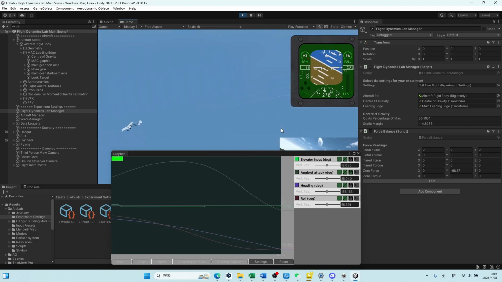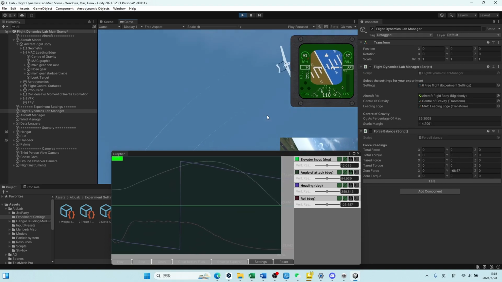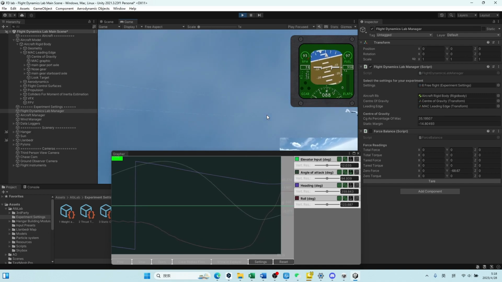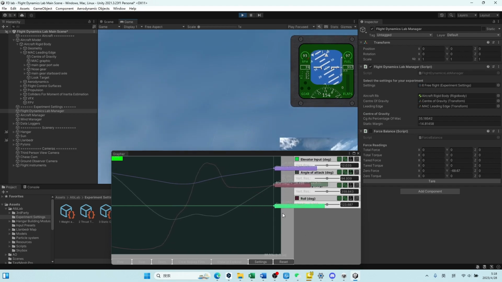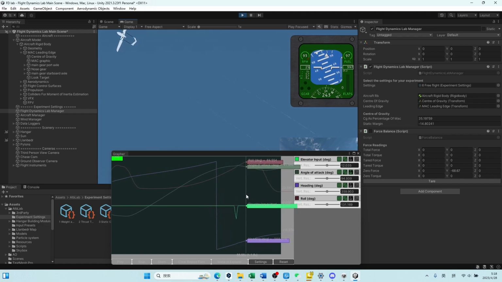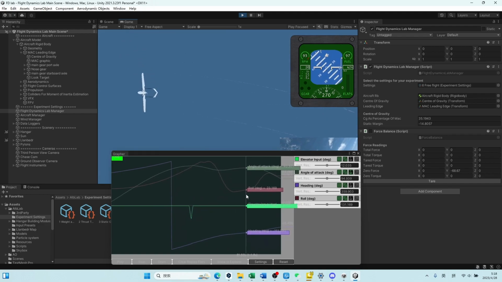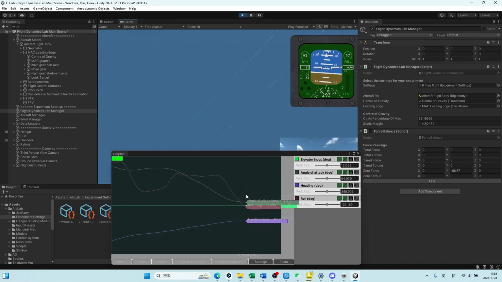It's like stable flying. Let's change the direction. I don't know what's wrong with the view. It now looks no good. But you can see the elevator is nearly zero. It's like stable flying. I just can't see the aircraft.